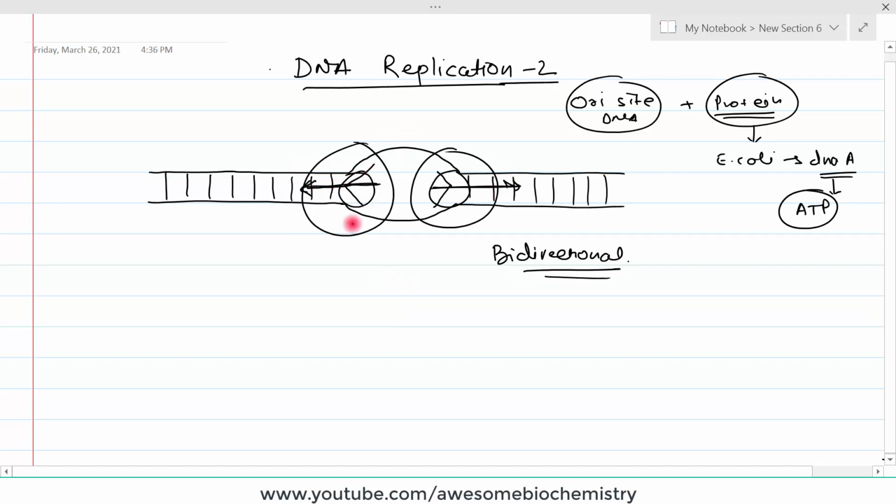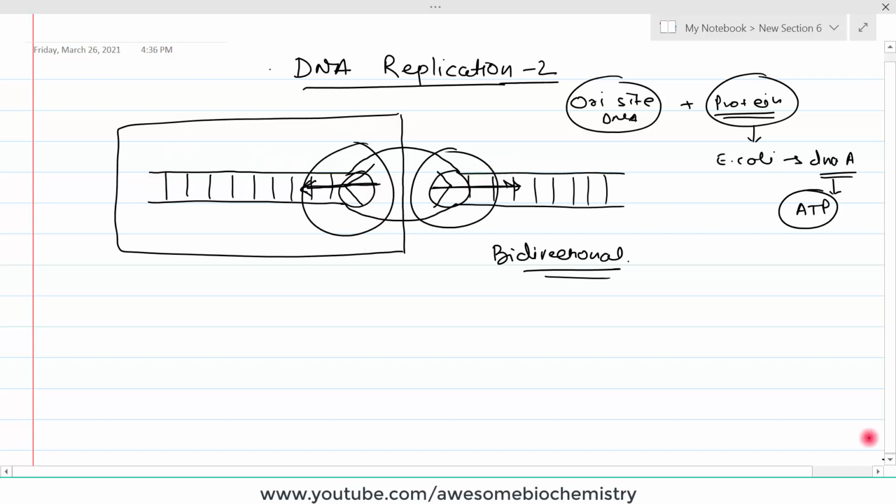Whatever process happens over here, the same process happens over here. So we will focus only on this part. You can focus on either part, because on both sides the process is the same. So let's focus on this part.